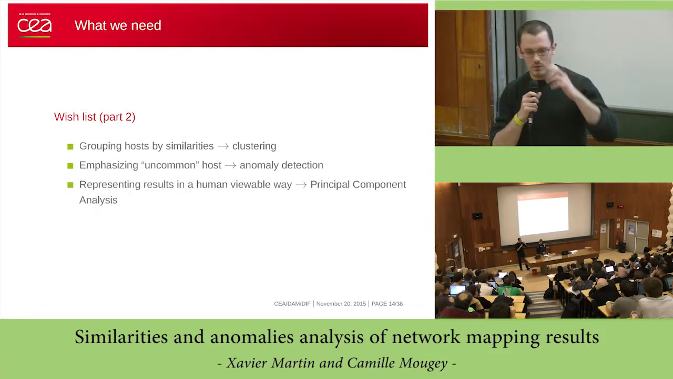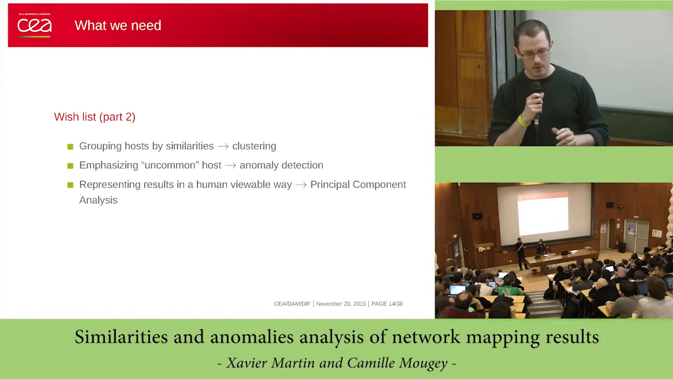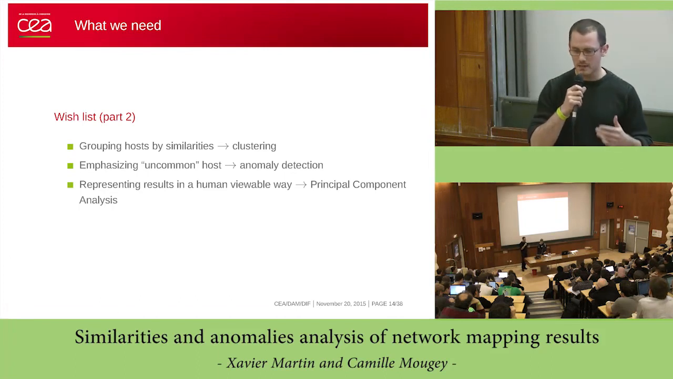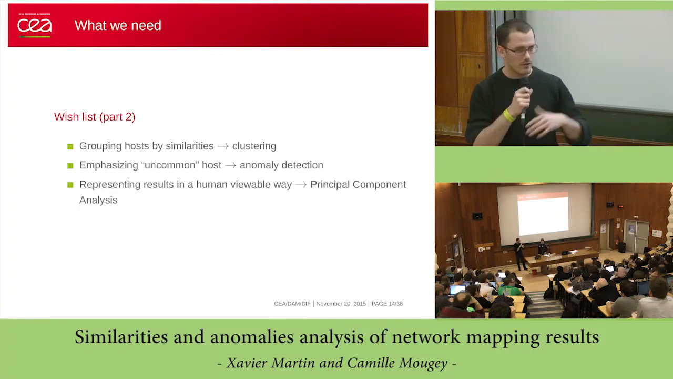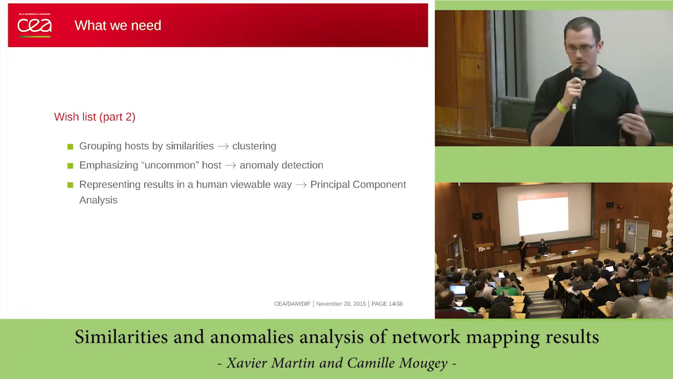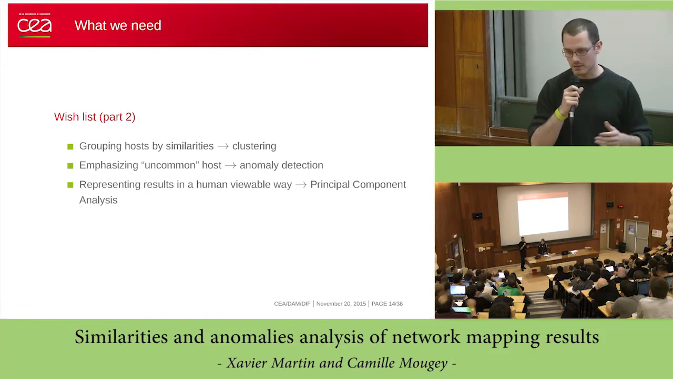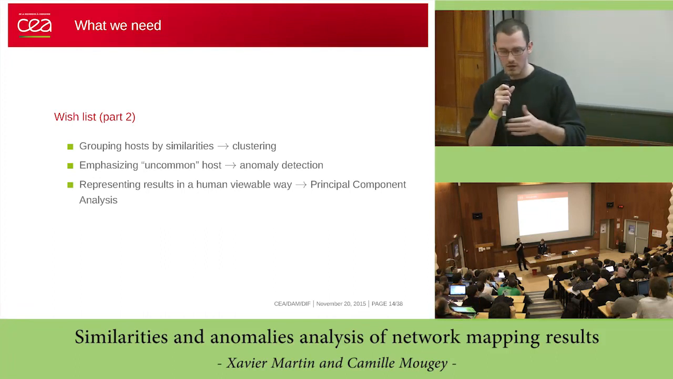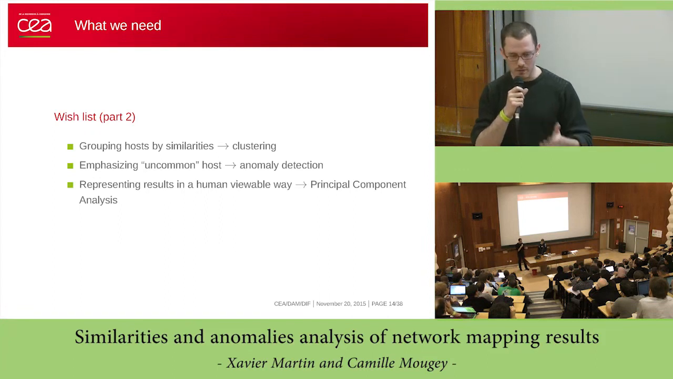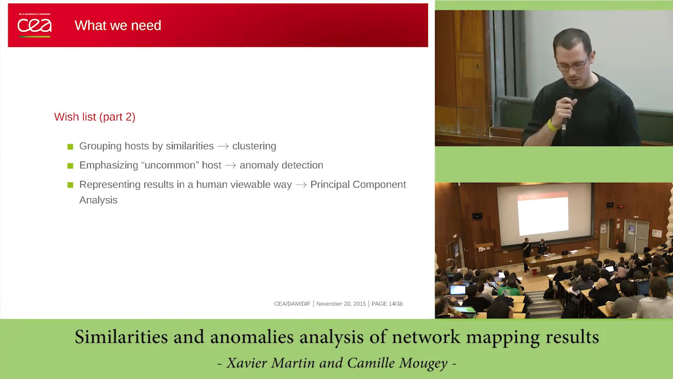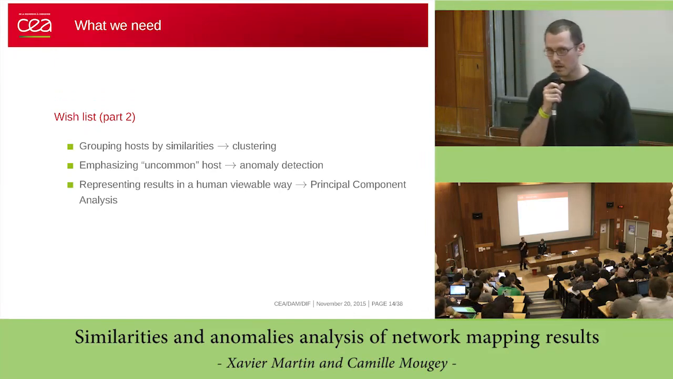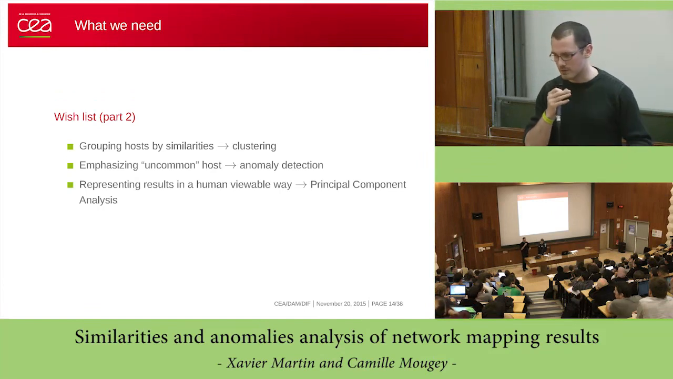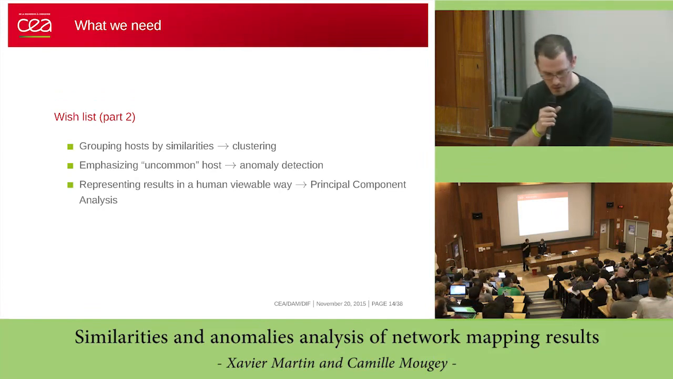So just to remember, we would like to be able to do three things. The first thing is grouping hosts by similarities. This is done by clustering algorithms, because if you have 1,000 hosts with an Apache server on them, you don't want to spend time analyzing each one of these 1,000 hosts. So grouping is important for that. The second thing we would like to do is emphasizing uncommon hosts. That is to say, anomaly detection, where sometimes you can find strange things and fun things.